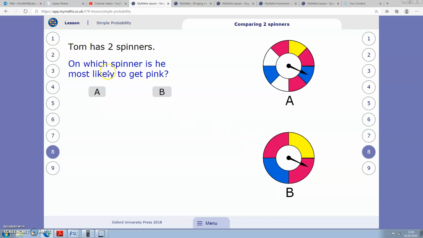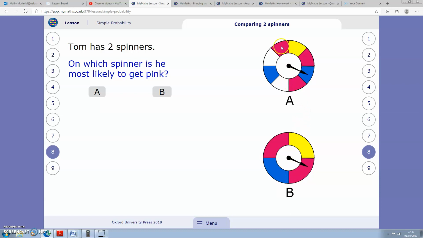Tom has 2 spinners. On which spinner is he most likely to get pink? Now, if we look at B for a start, we've got 4 sections and they're equal sections. So we've got 2 out of 4. Okay, that's a 1 in 2 chance. 2 out of 4, if we simplify, is 1 out of 2, so it's a half a chance. Half the time it's going to land on pink.